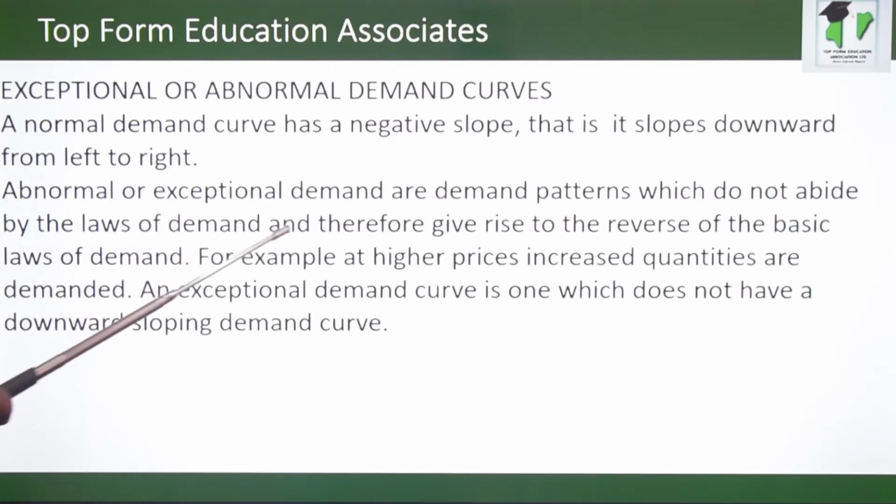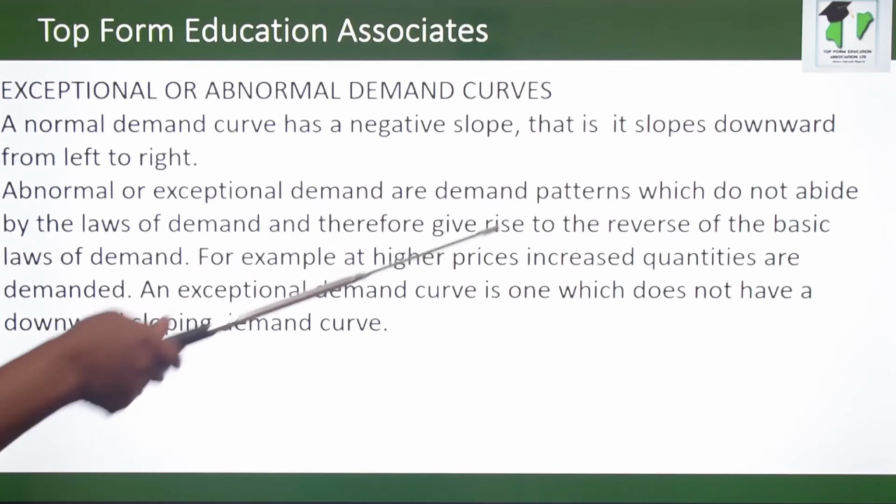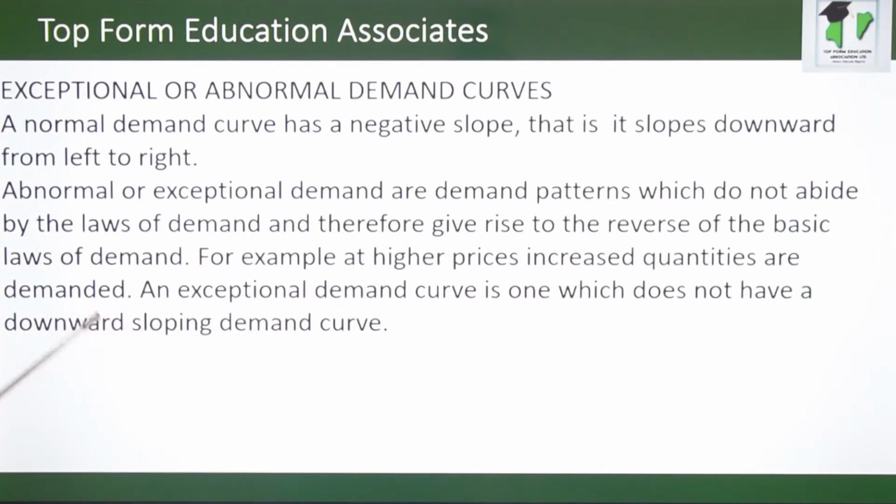Abnormal or exceptional demand are demand curve patterns which do not abide by the laws of demand and therefore give rise to a reverse of the basic laws of demand. So abnormal demand does not obey the law of demand. The law of demand states that as price increases, quantity demanded decreases, and as price decreases, quantity demanded increases. For example, at higher prices, increased quantities are demanded. So anytime an increase in price elicits an increase in quantity demanded, then it becomes abnormal.